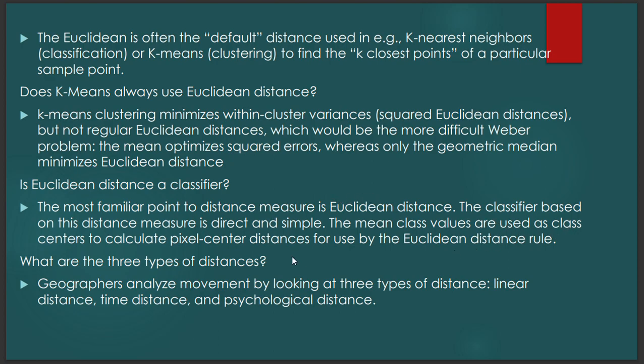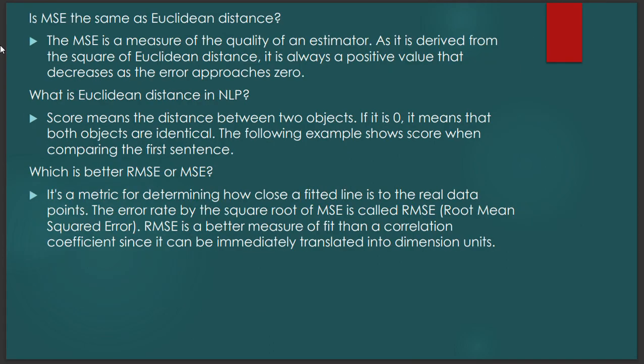Classification based on a distance measure is direct and simple. The mean class values are used as class centers to calculate the pixel-to-center distance using Euclidean distance rules. What are the three types of distances? In geographical analysis, measurement looks at three types of distance: linear distance, time distance, and psychological distance.